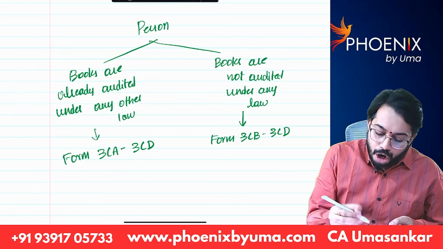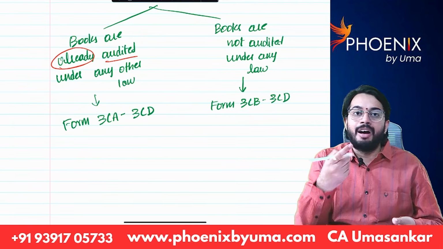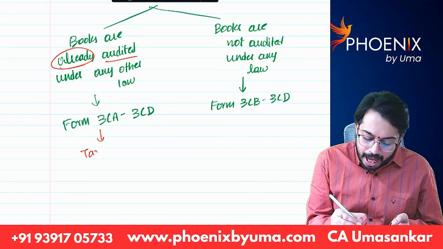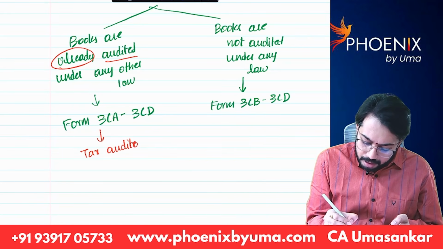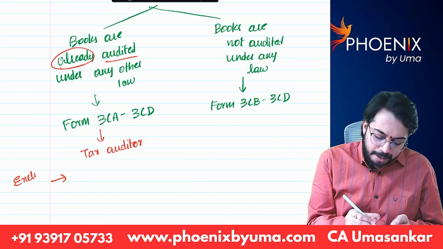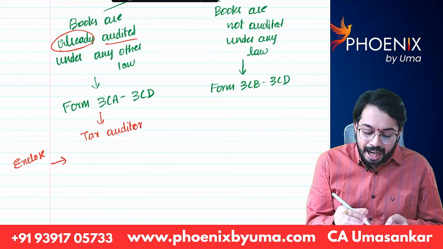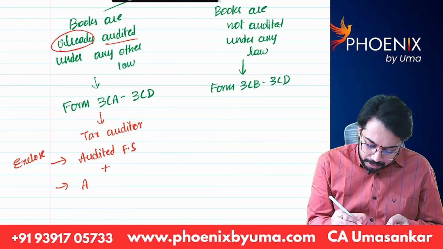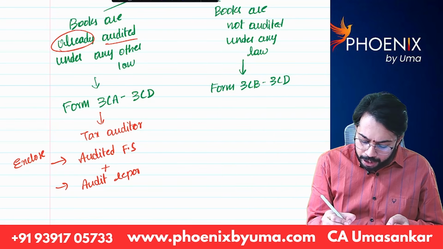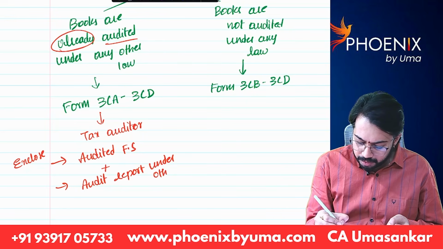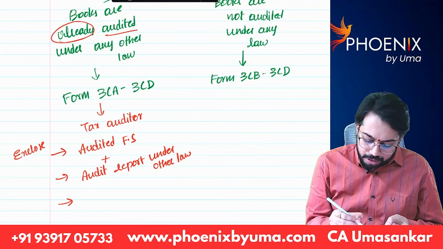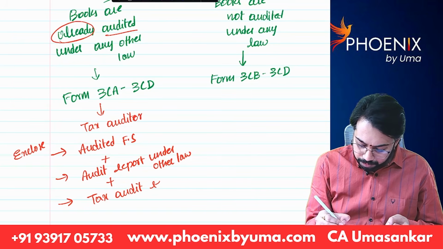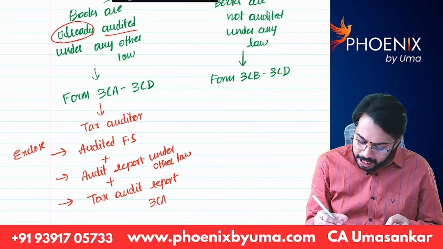If books of accounts are already audited under any other law, in that case, audit will not be done from scratch. What will the tax auditor do? The tax auditor will enclose, that means attach. Enclose means nothing but attach. He will attach the audited financial statements and the audit report under the other law, and he will give his tax audit report in form 3CA and 3CD.